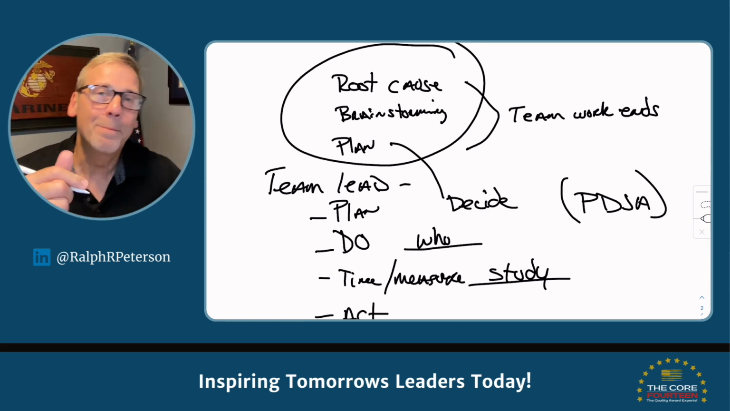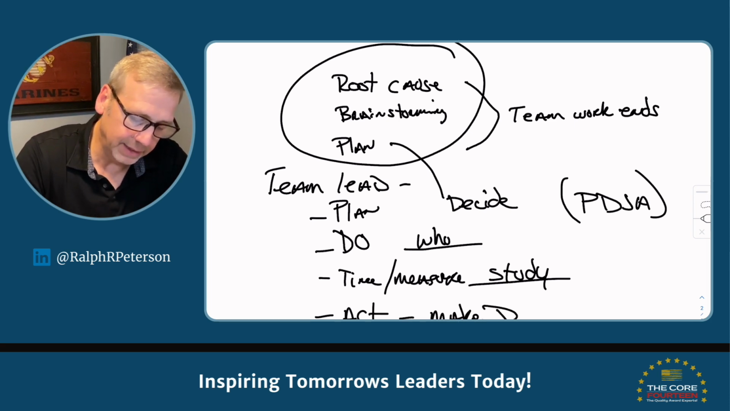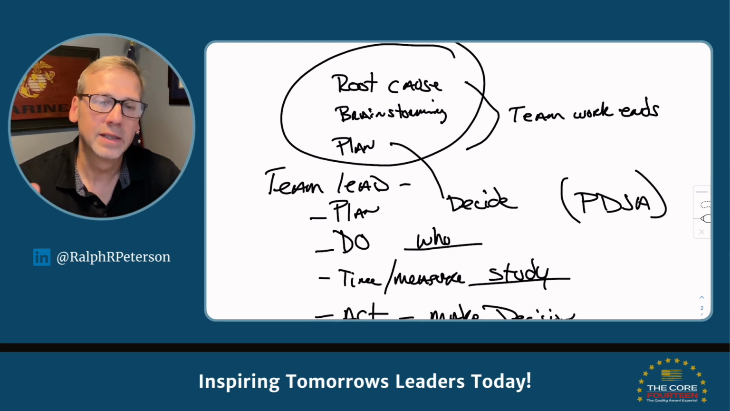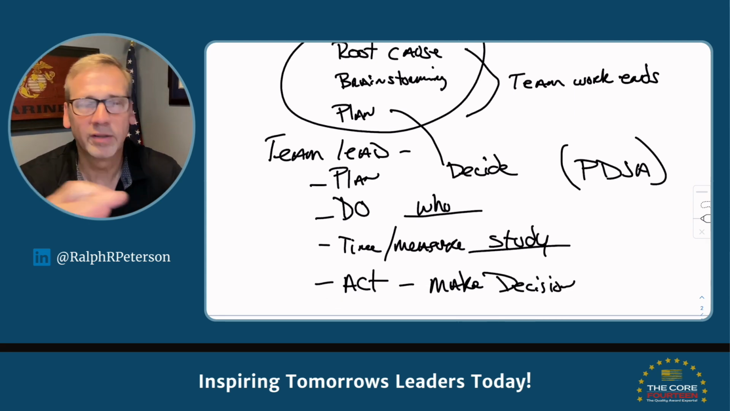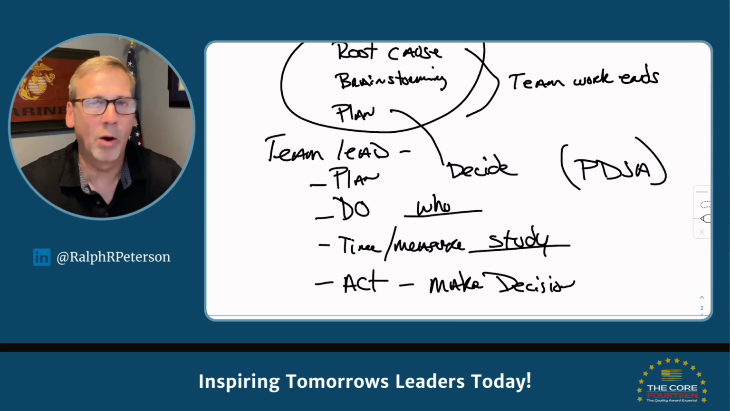And then you make a decision. So the acting is making a decision. And what decision are you making? The decision you're making is, is the plan working? Does it need to be tweaked? If it needs to be tweaked, how are we tweaking it?